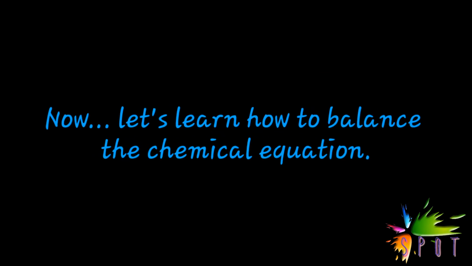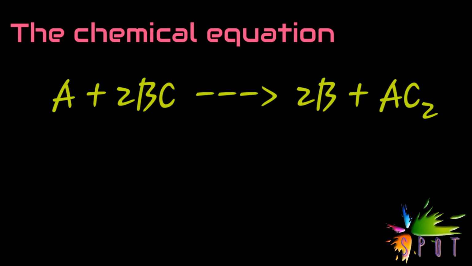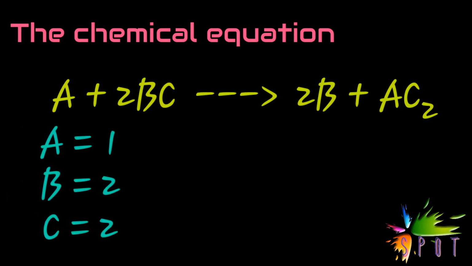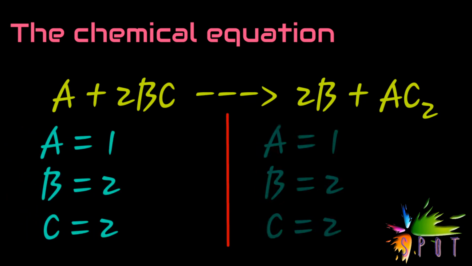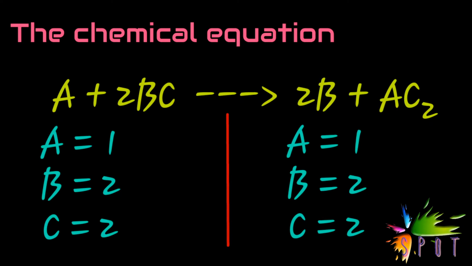Now, let's learn how to balance the chemical equation. Any equation is divided into two sides, the left side and the right side. The left side represents the reactants, while the right side represents the products. The two sides should be equal in number of atoms and the molecular masses.